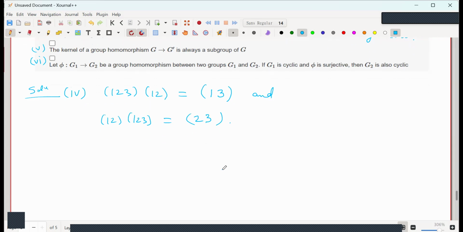So this implies S3 is not abelian, but S3 is already sitting inside S10. So Sn where n is greater than or equal to 3 is not abelian. This example is very nicely picked, I will say, because it shows that any Sn for n greater than or equal to 3 is non-abelian.